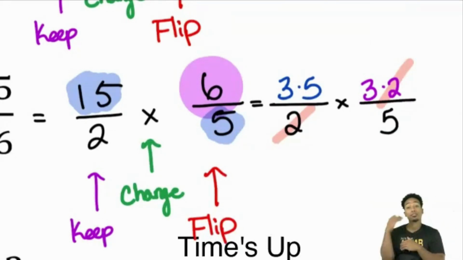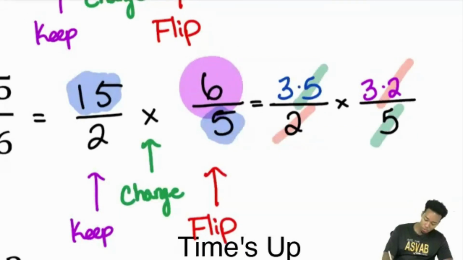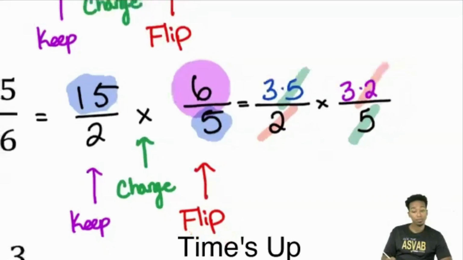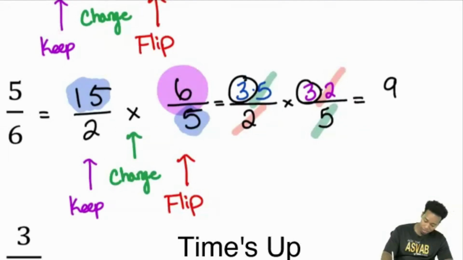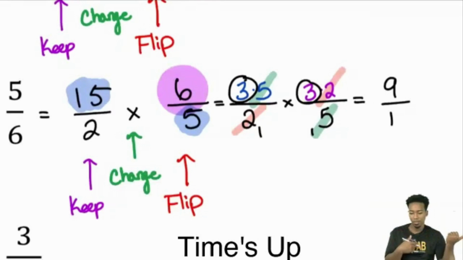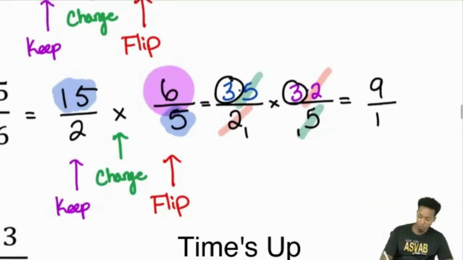Because now that you have a 5 up top and a 5 on the bottom, you can go ahead, play it smooth, cancel those out, and you're good. Because now what you'll see after canceling those out, 3 times 3, which is 9. These are 1s now. 1 times 1 is 1. And everybody, 9 divided by 1 is the same thing as saying, boom, 9. And there you have it.